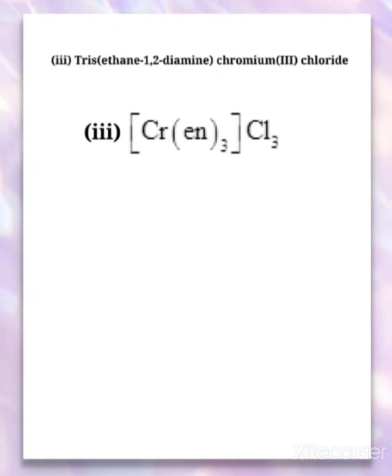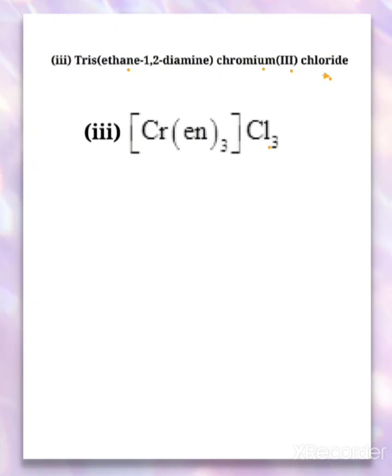Now the next one, the third one. It is given the name tris(ethane-1,2-diamine), that is ethylene diamine, chromium(III) chloride. So first of all, we start, because it is ending with chloride, that means it has a counter ion Cl here. So first we start the bracket, the square bracket, and we start with the central metal ion.